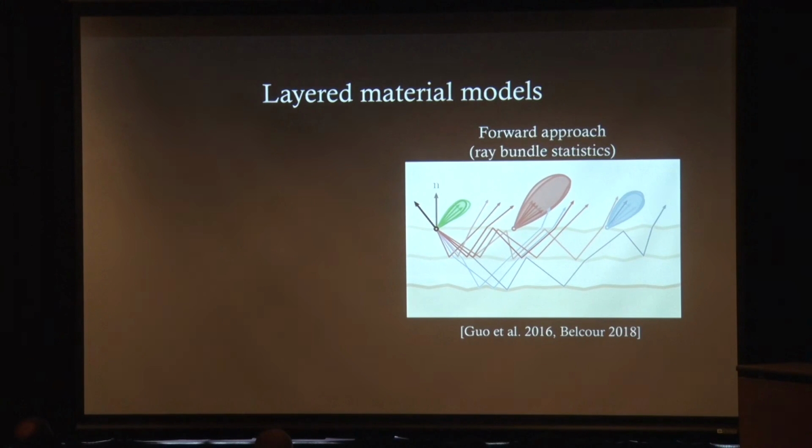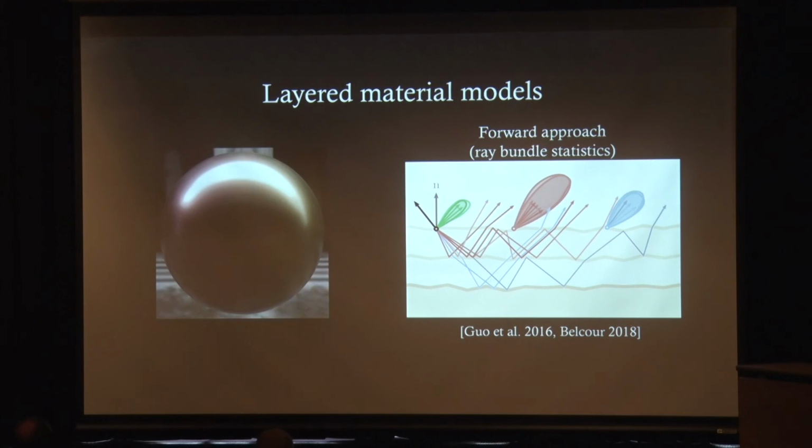A more recent approach is based on forward propagation. A bundle of light rays is propagated through the layer stack, and the statistics of this bundle are updated. The statistics are the energy, the mean direction, and the variance. They are updated at each event: reflection, transmission, and even scattering. In the end, you have multiple lobes for each layer, as you can see here in colors. Again, the results look very nice, but it's not clear what the impact of using statistics as an approximation is on the results.